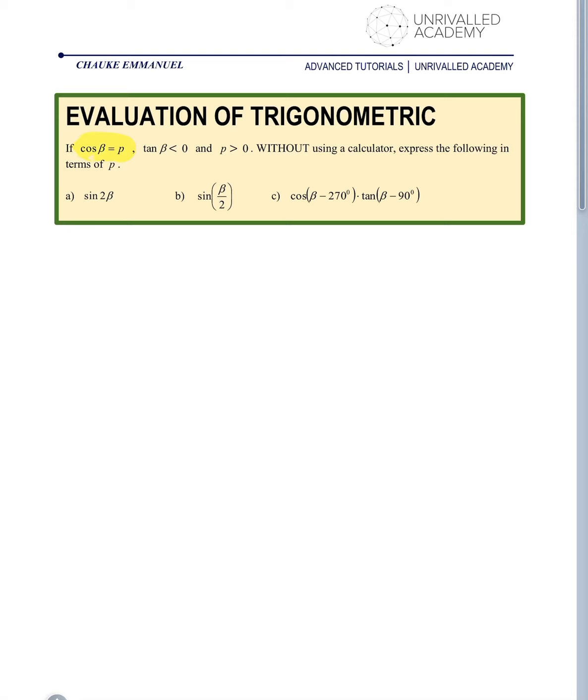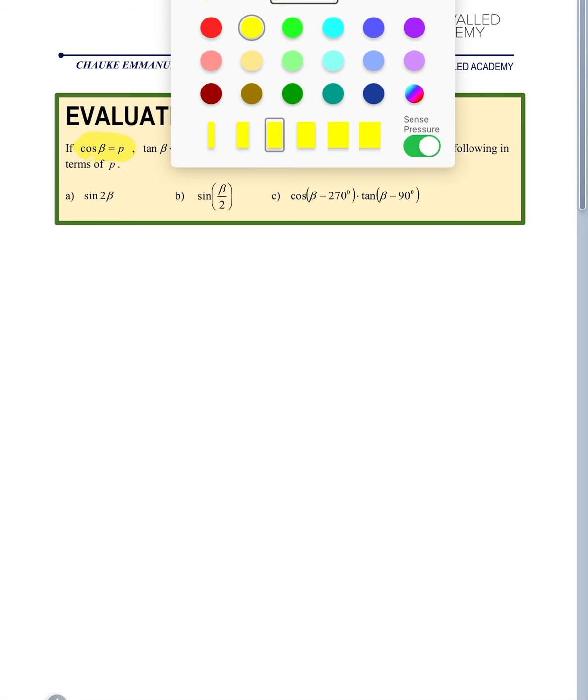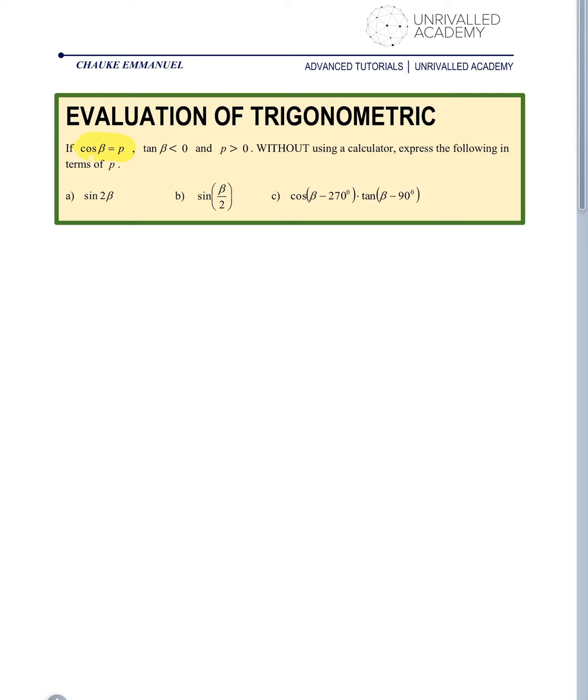I only have two quadrants where cos is positive, and those are the first quadrant and the fourth quadrant. But what restricts me from focusing on one quadrant is this condition right here, where they say that the tangent of beta is less than 0 and p is bigger than 0. Now, I want us to think about the two quadrants where cos is positive and the tangent is negative in that quadrant. If you look at it, you will see that that is the fourth quadrant.